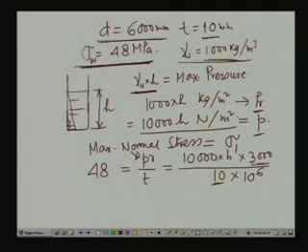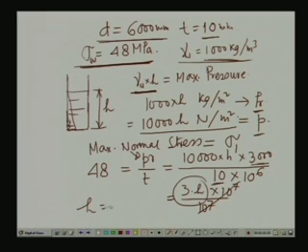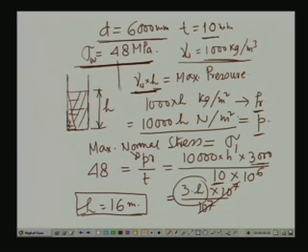So, this gives us 10 to the power 4, 10 to the power 3, 10 to the power 7. So, this is equal to 3 times H into 10 to the power 7 divided by 10 to the power 7, so this gets cancelled. So, H gives us 48 by 3, which is equal to 16 meters, because H was in meters as we assumed over here. So, if the height of the water goes up to the level of 16 meters, the pressure can go up to 48 MPa.